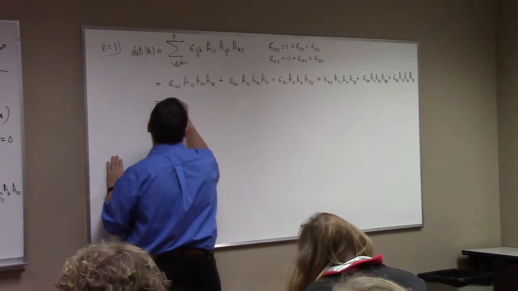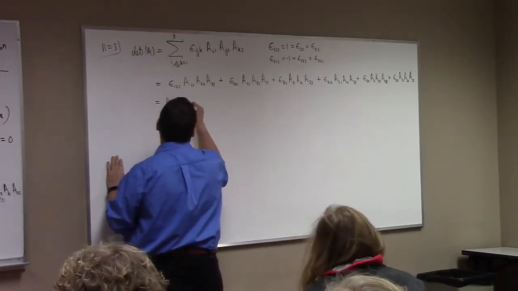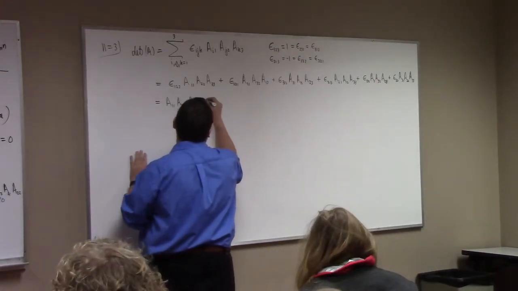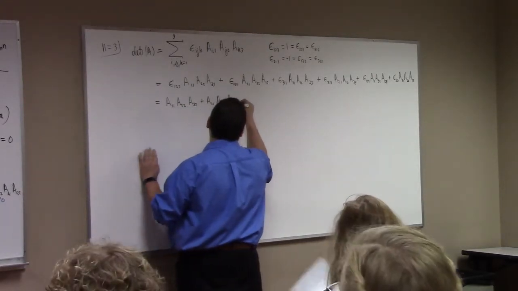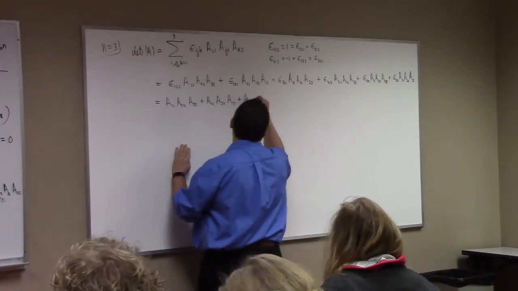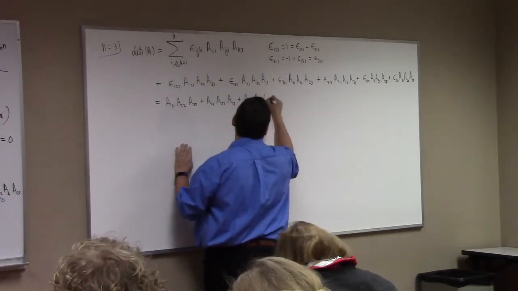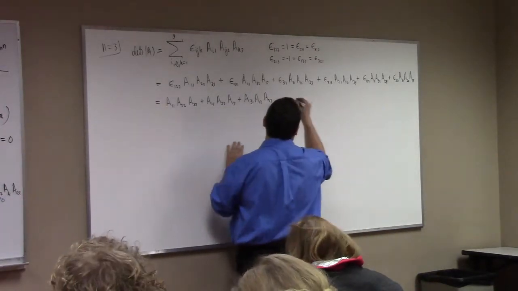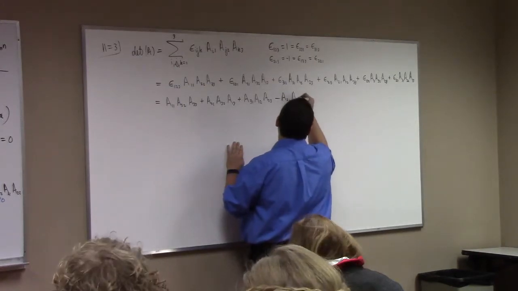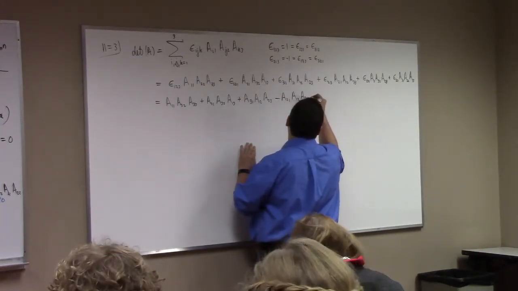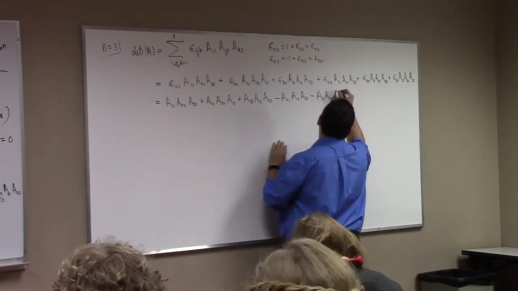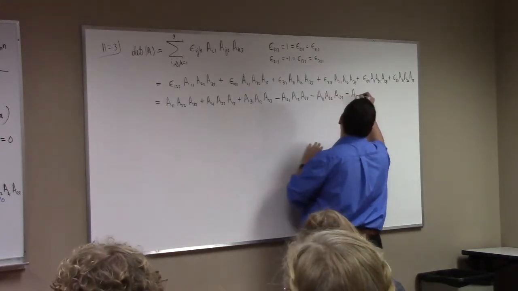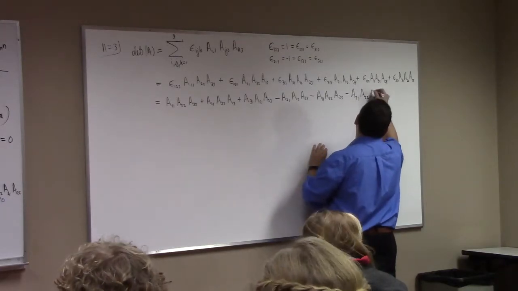So that gives us a 1, 1, a 2, 2, a 3, 3, plus a 2, 1, a 3, 2, a 1, 3, plus a 3, 1, a 1, 2, a 2, 3. And the last 3 are minuses. So minus a 2, 1, a 1, 2, a 3, 3, minus a 1, 1, a 3, 2, a 2, 3, minus a 3, 1, a 2, 2, a 1, 3.